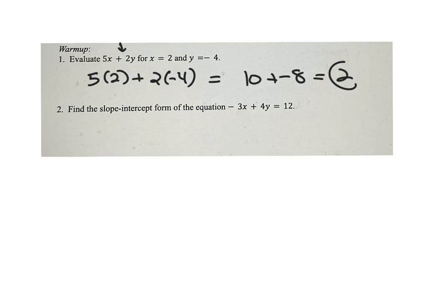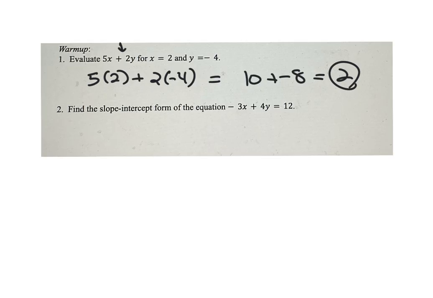The first one says evaluate that expression for x is 2 and y is -4, and it's going to be important a little bit later. So all you do is plug the 2 in for the x, plug the -4 for the y. 5 times 2 is 10, 2 times -4 is -8. Add those together, you get 2. Now that's a pretty simple skill, but you're going to need that today.